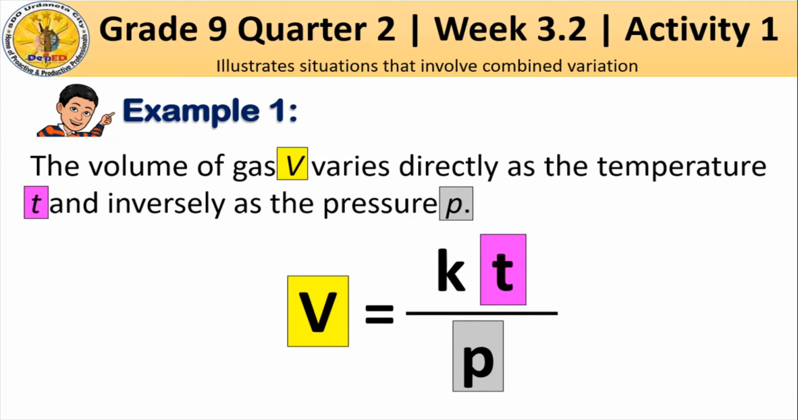Tulad ng sinabi ko kanina, the variable after the phrase varies directly is located at the numerator of the variation equation, while the variable after the word inversely is located at the denominator of our variation equation. So as simple as that.